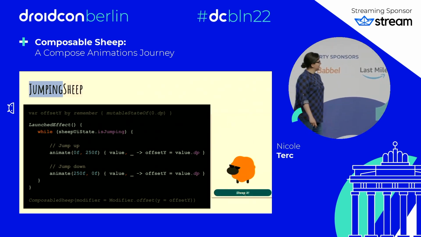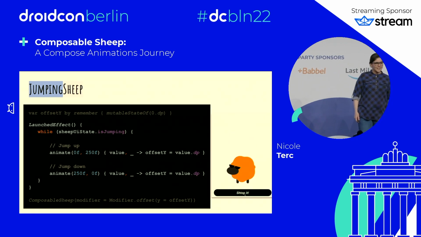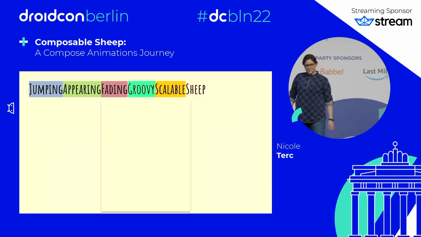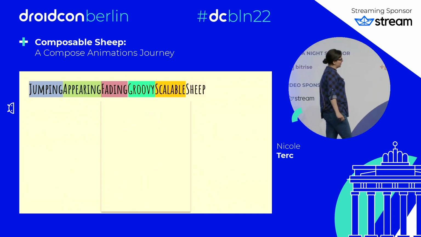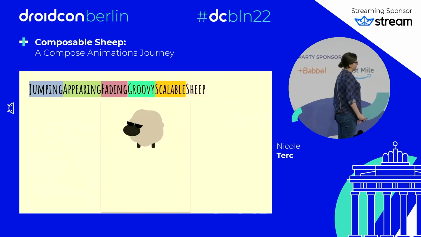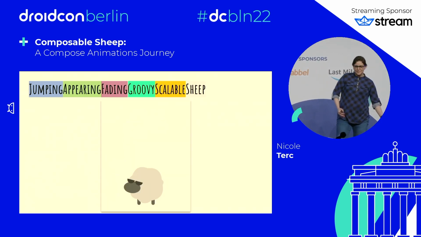And of course, there's nothing stopping you from grabbing everything we have seen so far and mixing it together to create a jumping, appearing, fading, groovy, scalable chip. It's starting to look a bit chaotic, don't you think? The chip is kind of disappearing behind there. It would be nice if we could sort them out a little, sync it a bit.